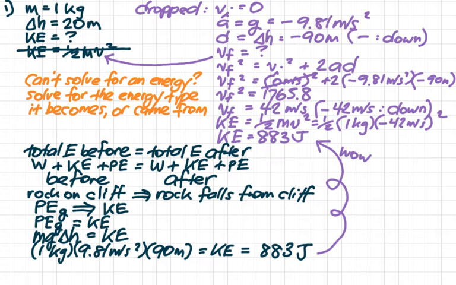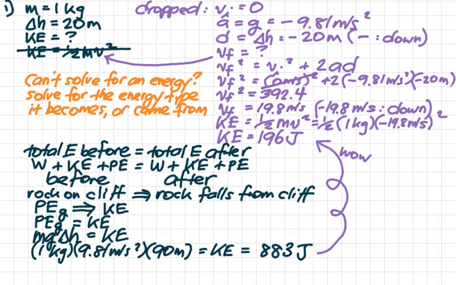So I still want to redo the kinematics treatment. So now my vertical displacement is not 90 meters, it is 20 meters. Okay, with my new vertical displacement of 20 meters, I have 196 joules of kinetic energy coming from the kinematics treatment. Let's look at the energy treatment. This 90 meters now becomes 20 meters. If I do 9.81 times 20, what I wind up with is 196 joules, which is what I had before.